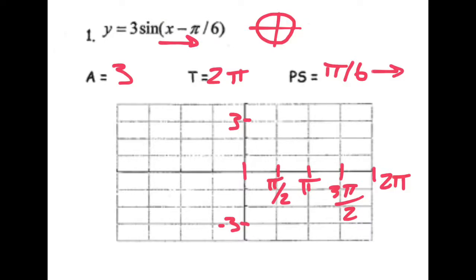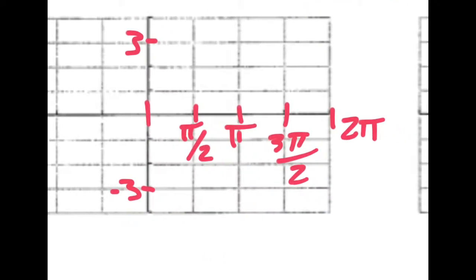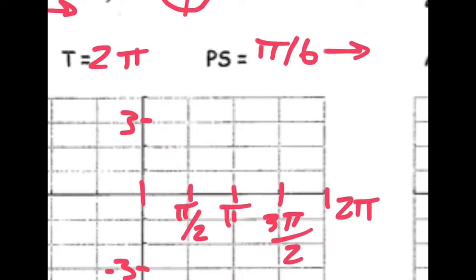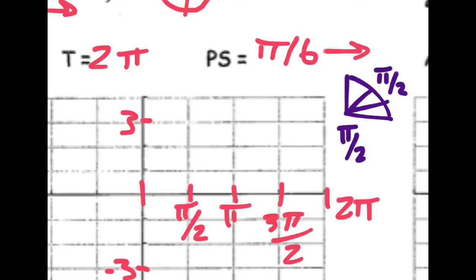So I need to find a way to indicate pi over 6 on here. Well, how many pi over 6's go into a pi over 2? Well, if you think about it in terms of pi over 2 being a full quadrant of the unit circle, there are 1, 2, 3 pi over 6's that fit into it. Another way of saying that is, what is pi over 2 divided by pi over 6? Well, pi over 2 divided by pi over 6 is the same as multiplying by the reciprocal of pi over 6, which is 6 over pi. Your pi's cancel, you're left with 6 over 2, which is 3.